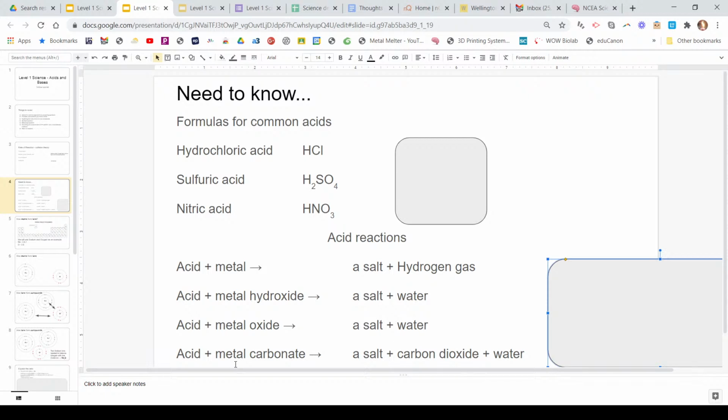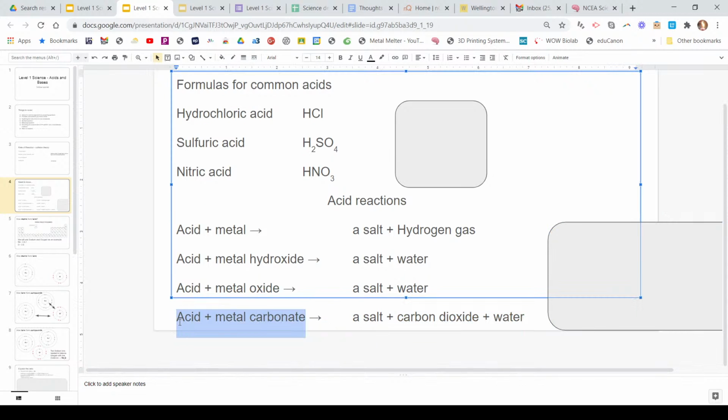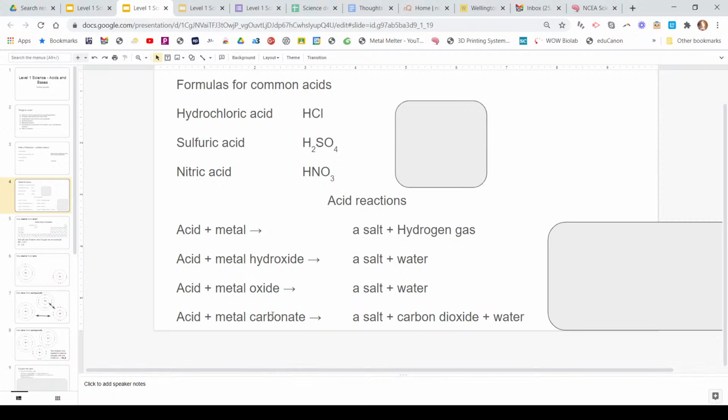It's important to remember that whatever elements are present on the reactant side have to also be present on the products side. So we can see that by having a carbon here, there's going to have to be a carbon over this side. And the only time that happens is where you've got carbon dioxide being one of the products.